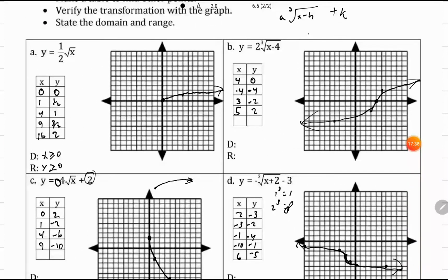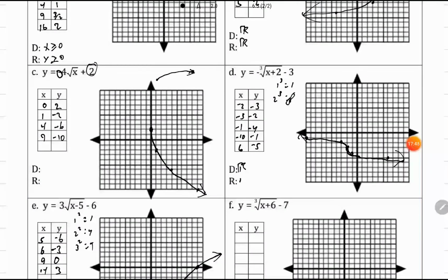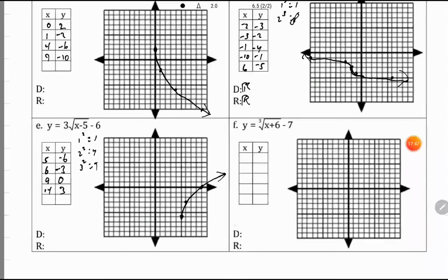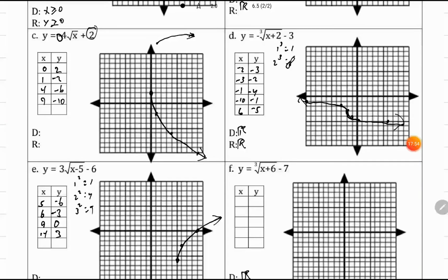Part B, what's going on? Oh, this is still all real numbers. I think all the cube root ones will have all real numbers. They will. And then part C. What was I doing? Oh yeah, for domain, x is still greater than or equal to 0. And then my range, y is less than or equal to 2. Yep. Because the highest point on there is 2.